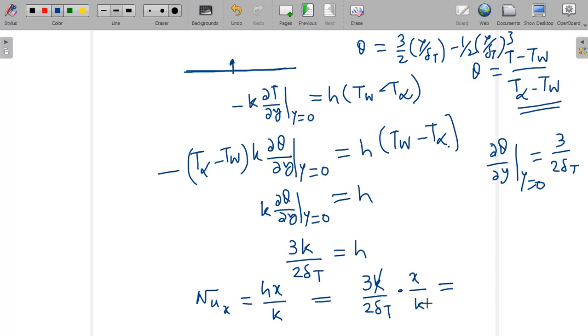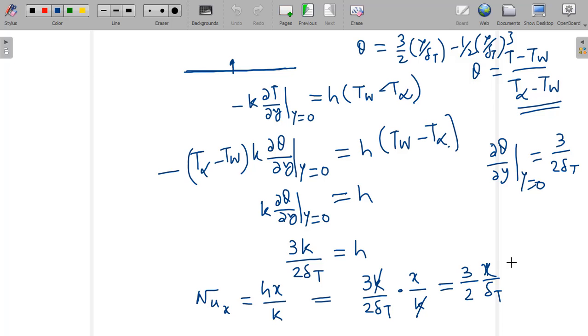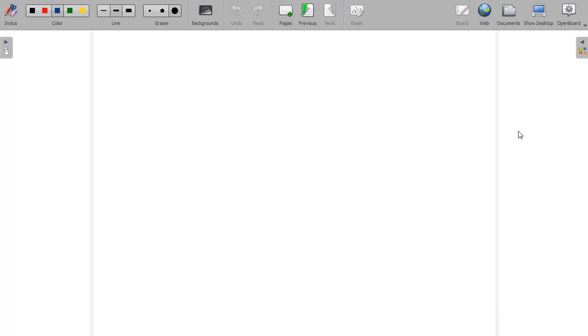You see that this k will cancel, and the term is basically 3 by 2 into x by delta t. Already we have calculated delta t by x on the last page. As you can see, delta t by x is equal to this quantity, so definitely x by delta t will be just the opposite: 1 by root 8 into Peclet, or Rex into Prandtl, to the power plus half. You just put that value here, multiplied by 3 by 2, which ultimately leads to the local Nusselt number. So Nu x is 3 by 2 divided by root 8 into Reynolds number into Prandtl to the power plus half.